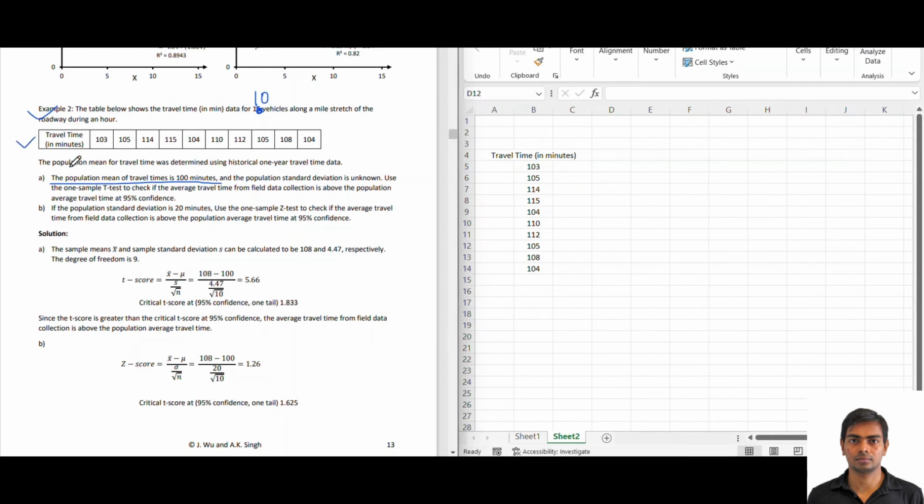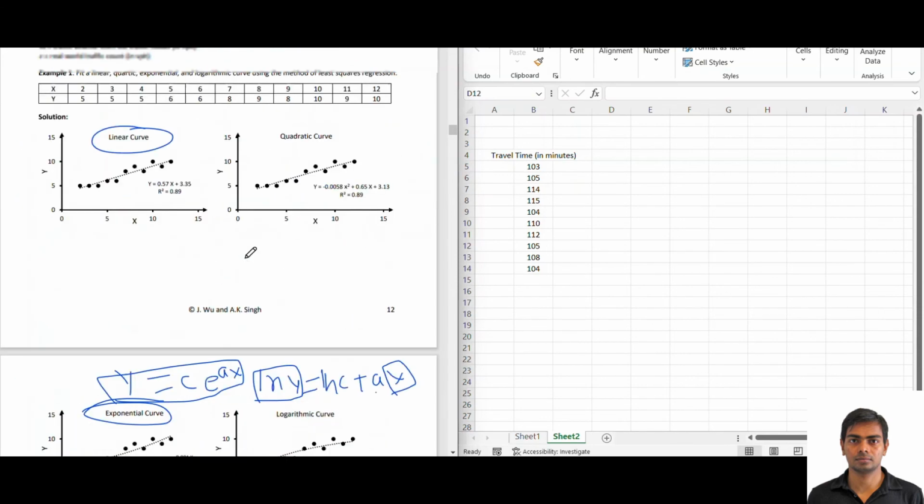Now what we have is historical data for the entire year for all the vehicles, and the population mean is 100 minutes. Population standard deviation is unknown, so use the t-test. Since the population standard deviation is unknown and the sample size is less than 30, we will be using the t-test. The t-test is used when the sample size is smaller, usually less than 30, and the population standard deviation is unknown. Then use the t-test to check if the average travel time from the field collection is above the population average at 95% confidence.